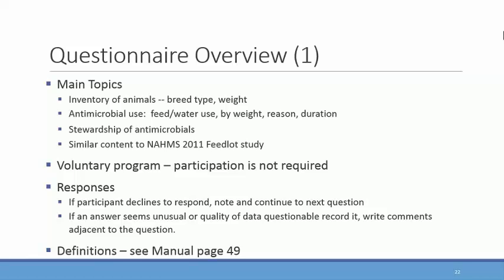Regarding responses, if a participant declines to respond to a question, write a note and continue to the next question. If an answer seems unusual or the quality of data is questionable, record the response and write your comments adjacent to the question. If you need to make a note to yourself to write those questions after you leave the feedlot, that would be fine too, because it helps to have informative information about a question that seems unusual.